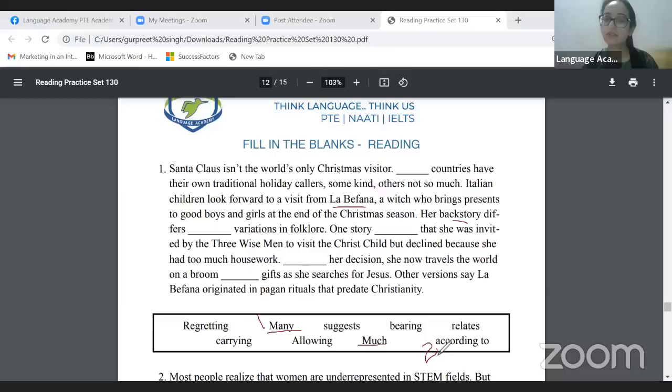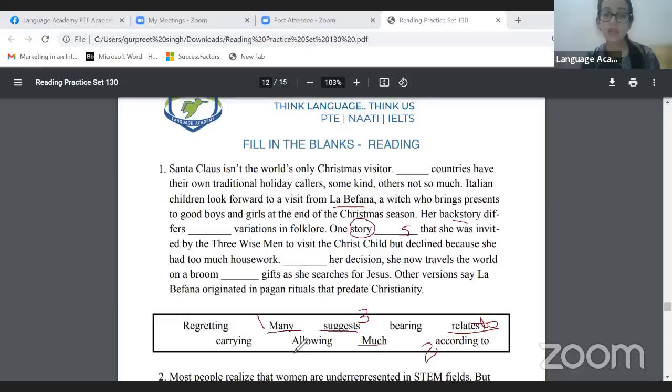One story dash that she was invited by the three wise men. One story is singular, so we need a verb with S, and we had two options. One story suggests or one story relates, but relates comes with the word to, and we don't have to here. So we will go with suggests. One story suggests that she was invited by the three wise men to visit the Christ child, but declined because she had too much housework. Dash her decision, she now travels the world on a broom.